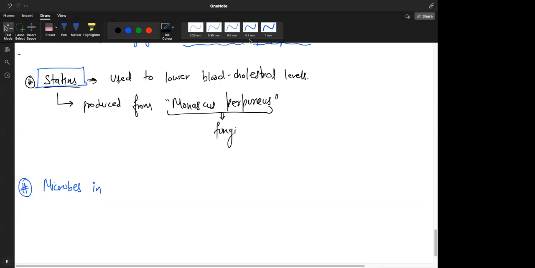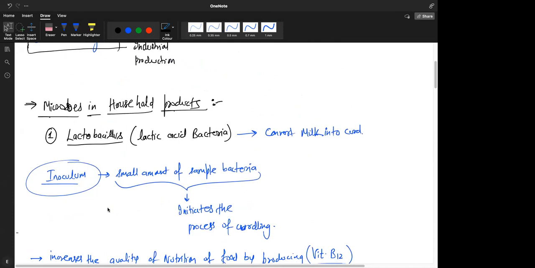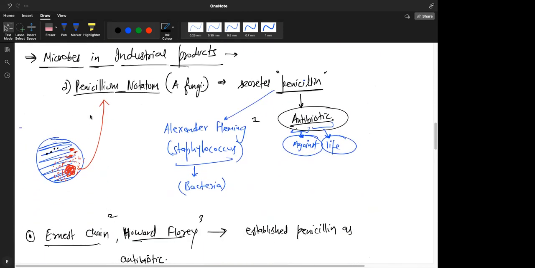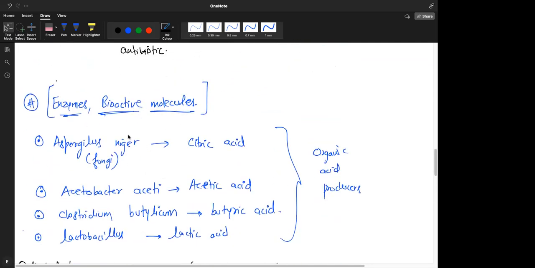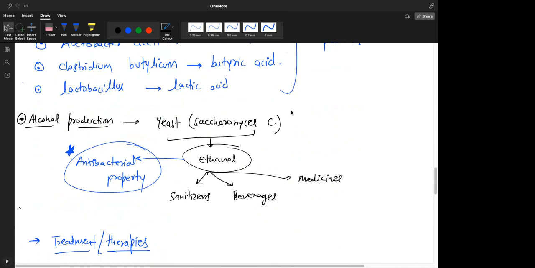Do you understand what we mean by bioactive molecules? Anyone has any doubts with that? No one has any doubts? Okay, so we started with the common household things, just to give you context. We started with households, like curdling, lactobacillus, cheese, baking yeast. Then we went to the industrial things where we studied Penicillium notatum, which is a fungi, secretes penicillin. We use it as antibiotic. Then bioactive molecules like organic acids, which are used for multiple things. For alcohol production, we used again yeast, and ethanol has antibacterial property, about which you will figure out in the next class and tell me how it kills bacteria.